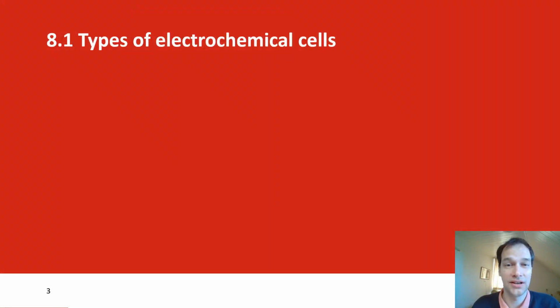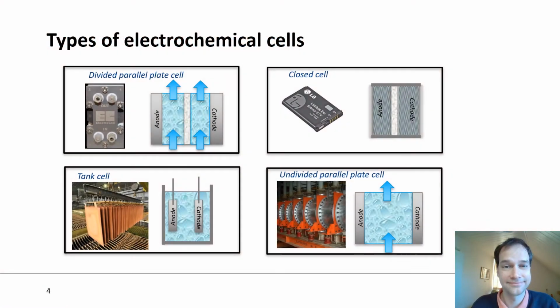We start with the heart of the electrochemical process, which is the electrochemical cell. There are quite some types of electrochemical cells, and here we will discuss them. So let's have a look.